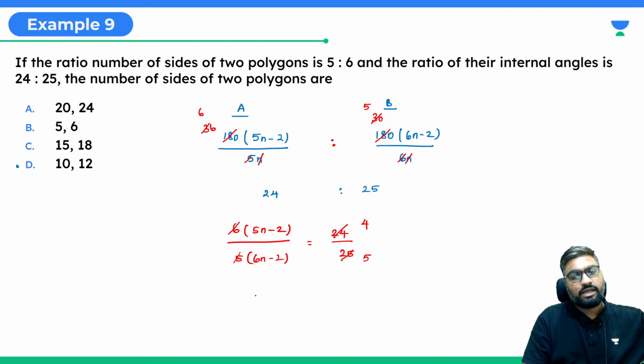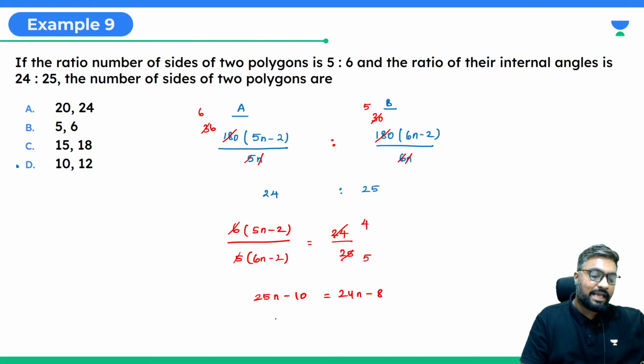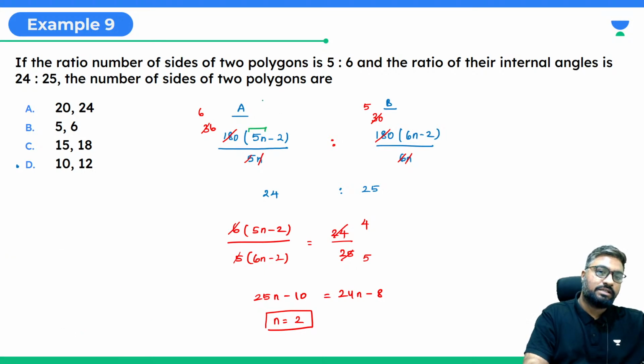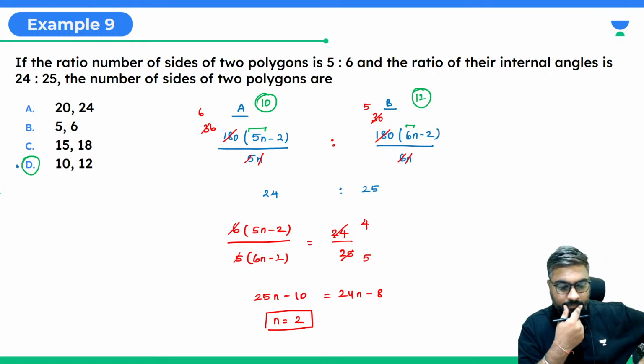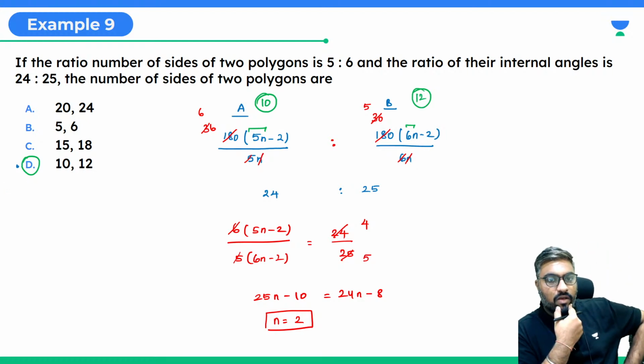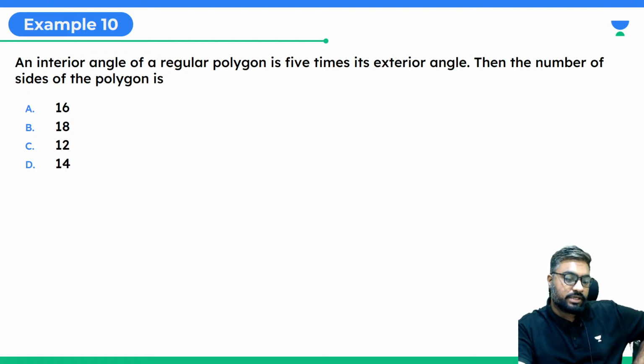Cross multiply, you will get 25n minus 10 is equal to 24n minus 8. You'll end up getting n as what? 2, correct? n will be equal to 2. So if n is 2, then iska kya hai? 5n, which is 10 sides, and iska 6n, that is 12 sides. Yeah, got it? चलेंगे next. Try the next one.